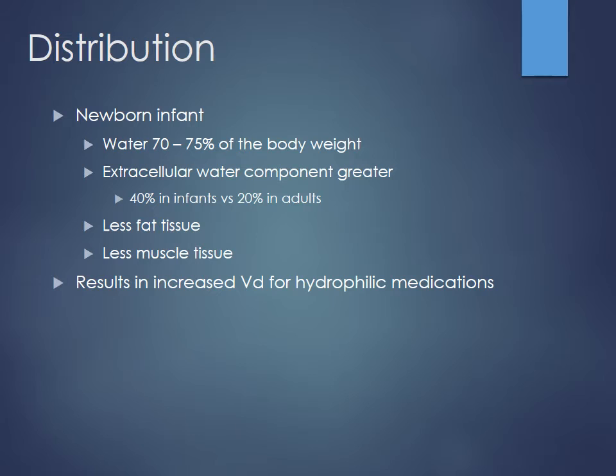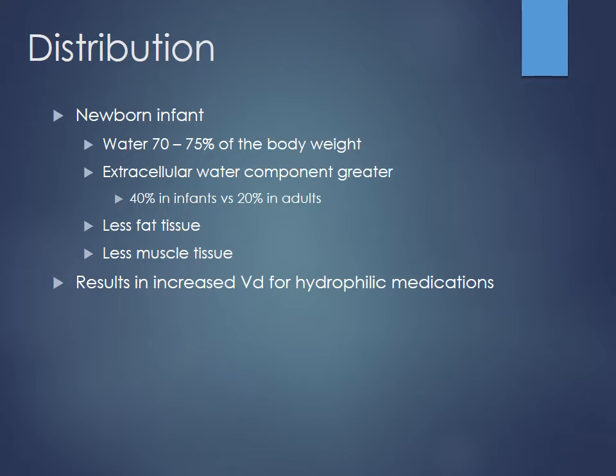So looking at the newborn infant, around 70 to 75% of their body weight is going to be made up of water, and they typically have a higher extracellular water component than you see in the adult. So around 40% extracellular fluid versus just 20% in the adult. They have less fat tissue, they're going to have less muscle tissue. So all that means for hydrophilic meds, you're going to have a higher volume of distribution, which is important when you think about things like neonatal sepsis.